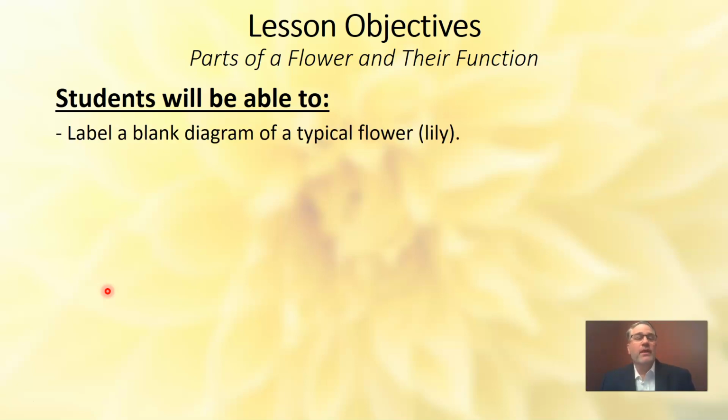So, first thing I need you to be able to do is label a blank diagram of a typical flower. So you'll receive a diagram of a flower, a picture of a flower, and the parts will be unlabeled. You would need to be able to label those parts. So you need to know the parts of a flower.